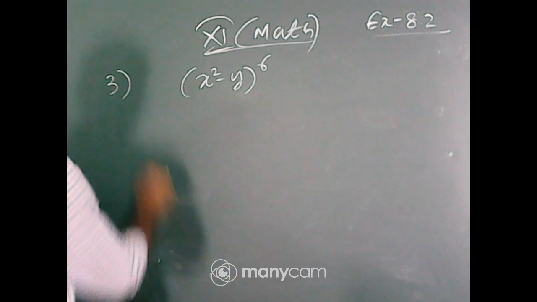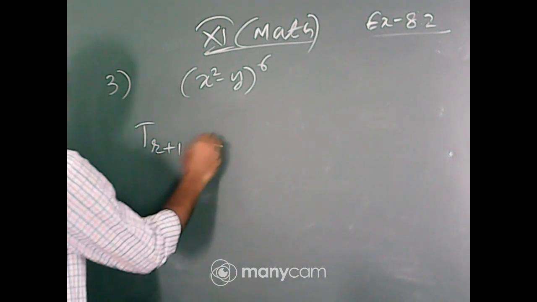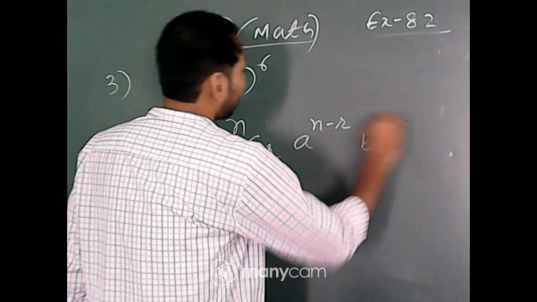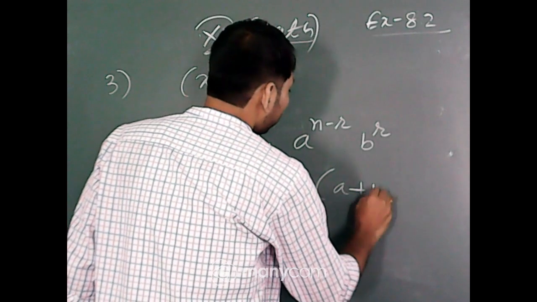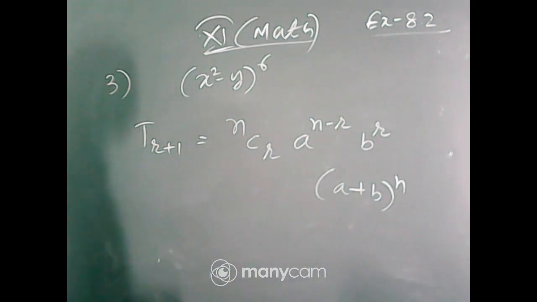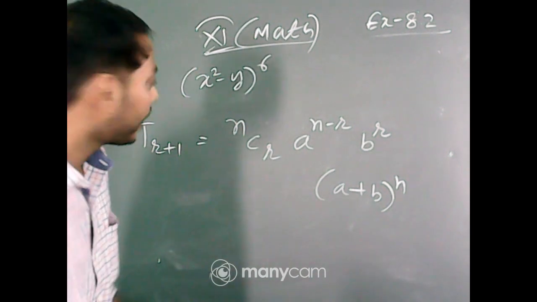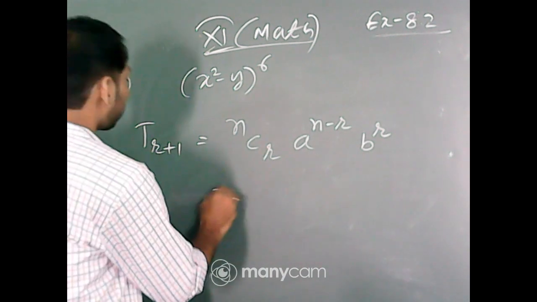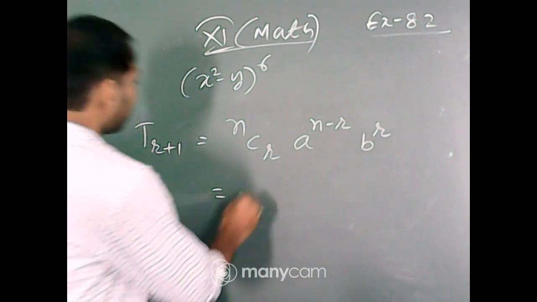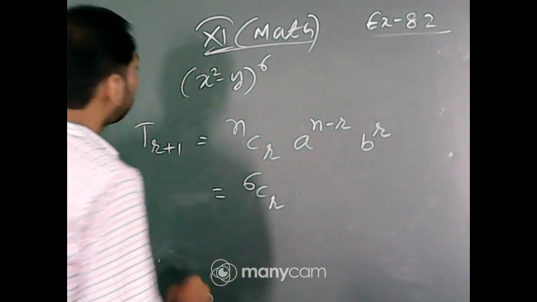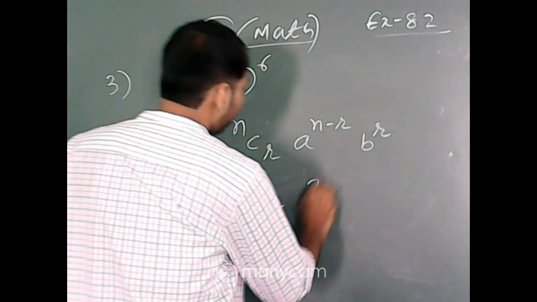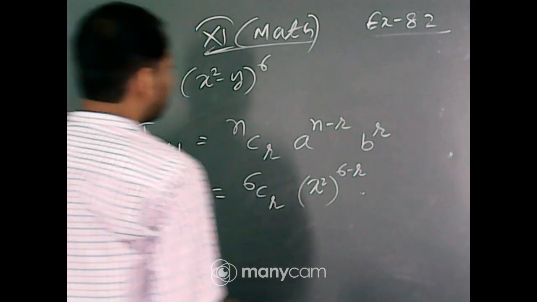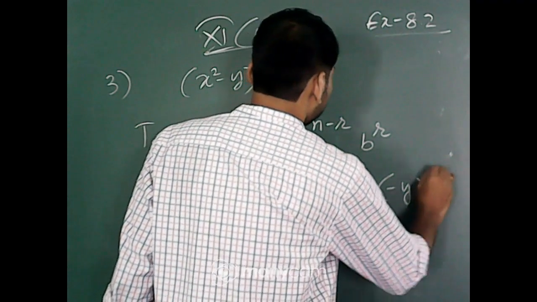So you know the formula of general term T(r+1), that is nCr a to the power n minus r b to the power r of the expansion of a plus b to the power n. Okay, I am telling you the formula again: nCr a to the power n minus r and b to the power r. Here in this particular problem n equals 6, so it will be 6Cr. Then instead of a it will be x square, so x square to the power 6 minus r into, instead of b it will be minus y to the power r.